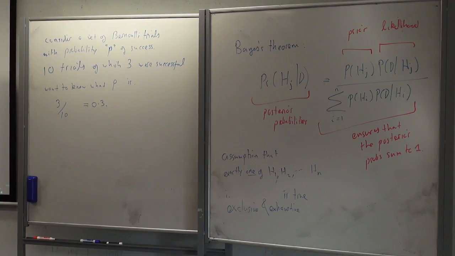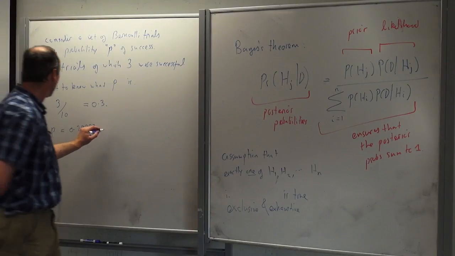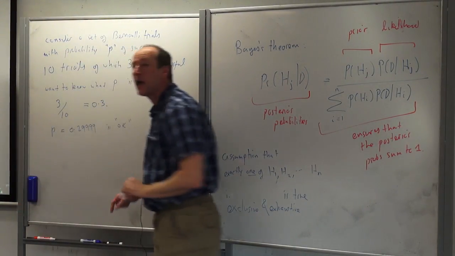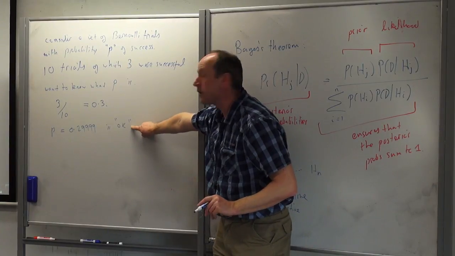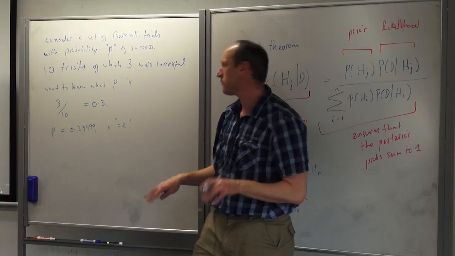I'm probably not telling you anything you don't know here. Most people will just say it's 0.3 and stop there. But P equals 0.29999 is okay. And I'm going to put okay in scare quotes because at the moment, okay just means, yeah, it sounds about right. It's got truthiness.